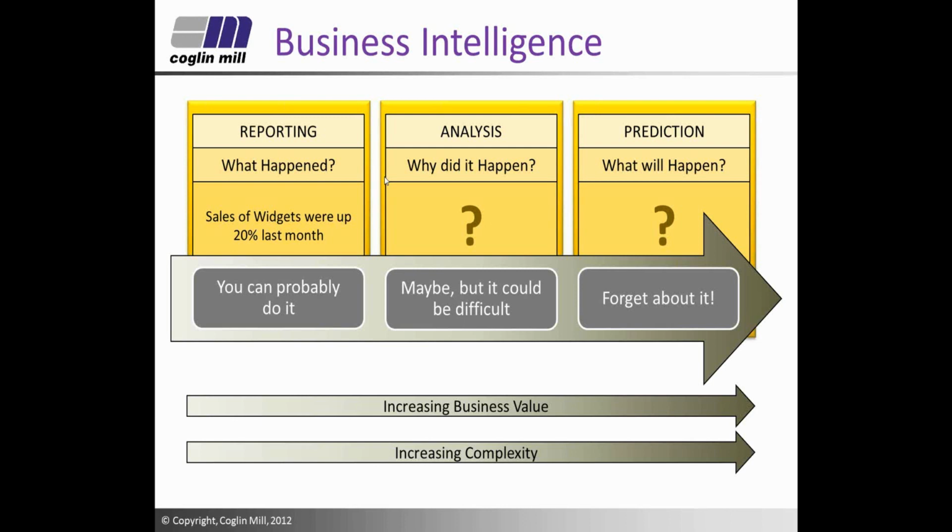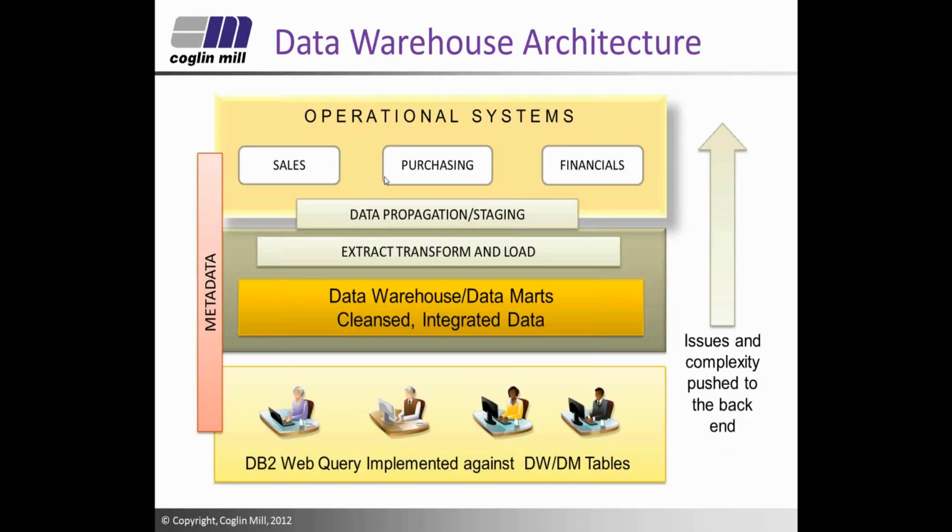As we move from left to right on this chart, we're adding increasing business value, so we're getting more and more usefulness and insight from our business intelligence reporting. But at the same time, the complexity that we need to implement in our reports and analysis is getting exponentially more difficult as we get over to the right-hand side. So as you can guess, the solution is to implement some sort of data warehouse or data mart architecture.